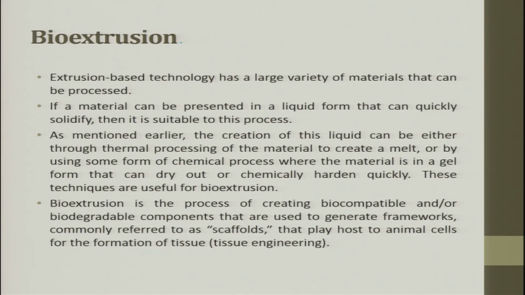The bio-extrusion process is an extrusion based technology that has a large variety of materials that can be processed. If a material can be presented in a liquid form that can quickly solidify, then it is suitable for this process. As mentioned earlier, the creation of this liquid can be either through thermal processing of the material to create a melt, or by using some form of chemical process where the material is in a gel form that can dry out or chemically harden quickly.